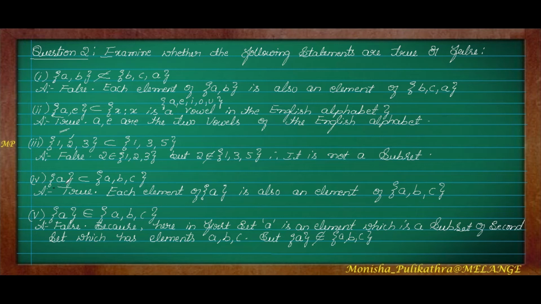Next, moving on to the fourth question. Here {a} is a subset of {a, b, c}. It's absolutely true because the element a also belongs to set B, right? In set A, whatever element is there, only one element a is there. It is also in set B. Therefore, it is a true statement. Each element of the first set is also in the second set. We can write it as true.